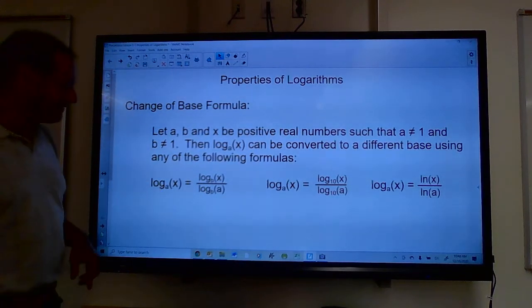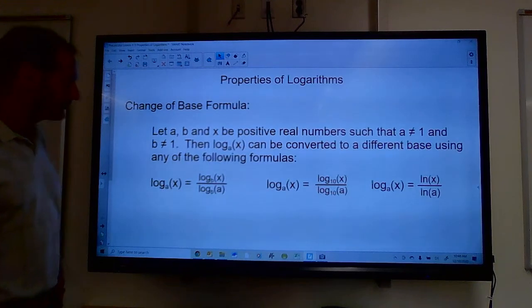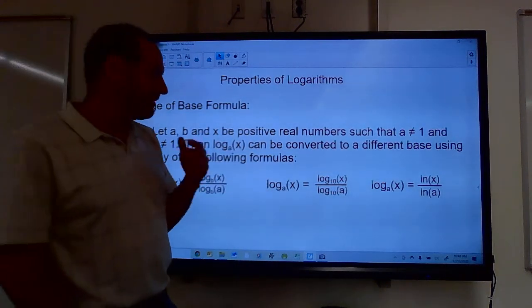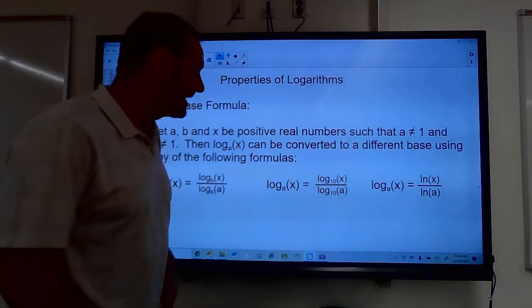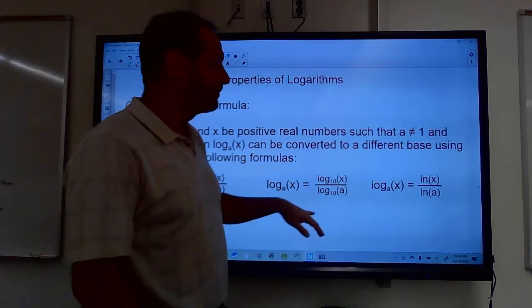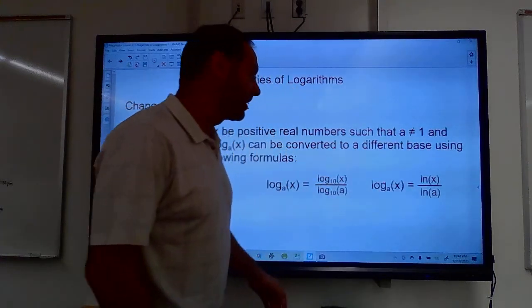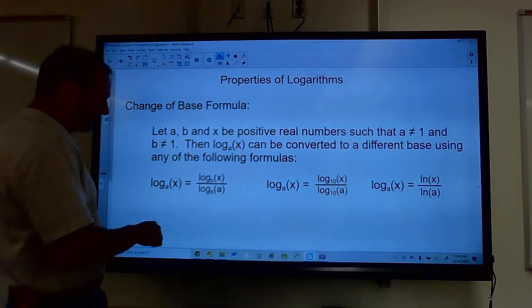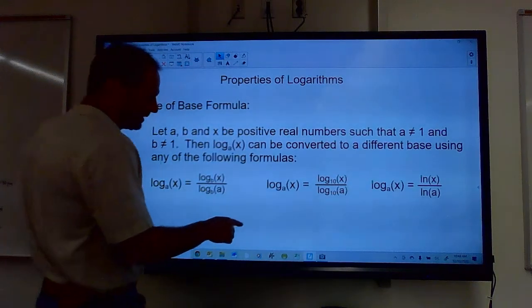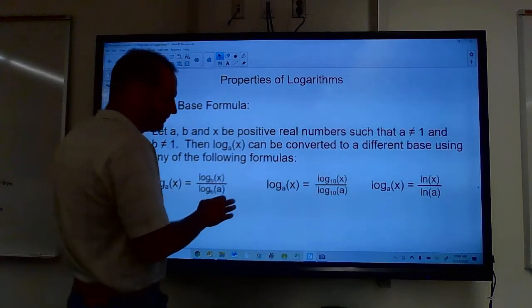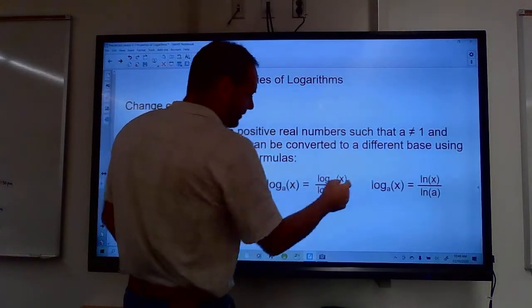The log base a of x equals the log base b of x divided by the log base b of a. The log base a of x can equal the log base 10 of x divided by the log base 10 of a. The log base a of x can equal the natural log of x divided by the natural log of a. You don't use this first one so often, but these others you use more often.